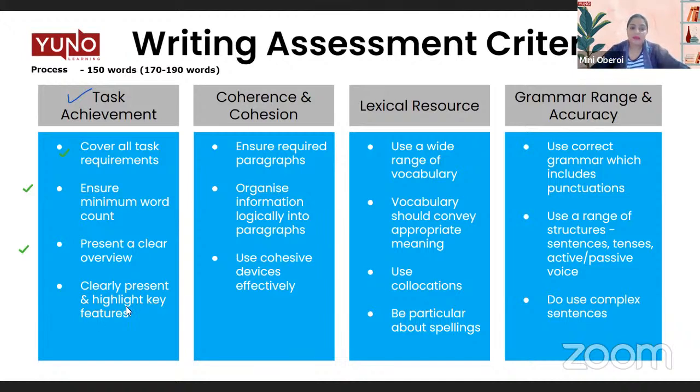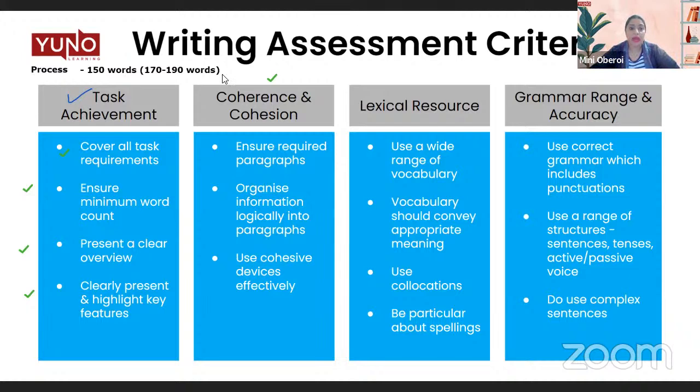Then clearly present and highlight all the key features. In the step-by-step process, what are the things that we observe? What is the thing that we see the most? We must notify all these points. After this, when we talk about coherence and cohesion, of course, the logical flow of the report is important. The entire report should come up in a structured manner.